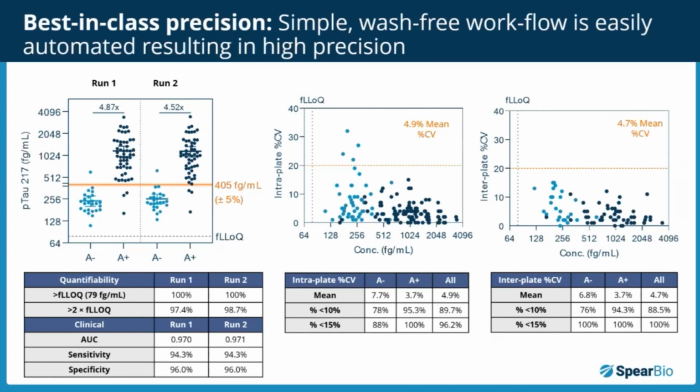In another study measuring 78 plasma samples from an amyloid PET confirmed cohort using the Spear p-tau217 assay, results show high repeatability across 2 independent runs, maintaining the same clinical sensitivity and specificity using the same cutoff. All plasma samples were measured above the functional LQ, again with intraplate and interplate CV both below 5%, and using just 1 microliter of diluted sample.